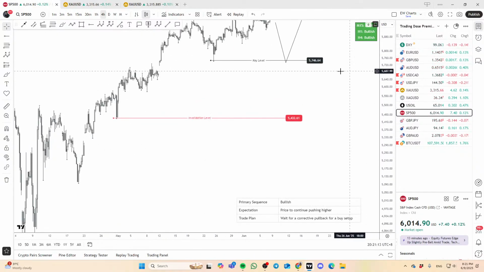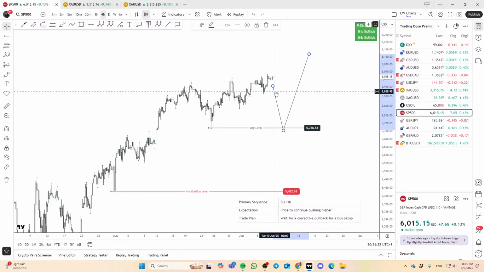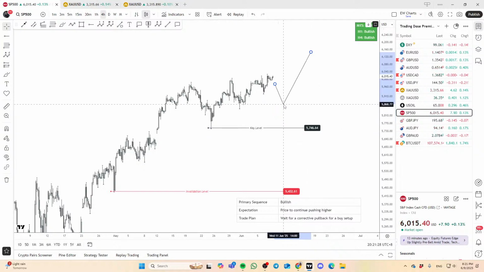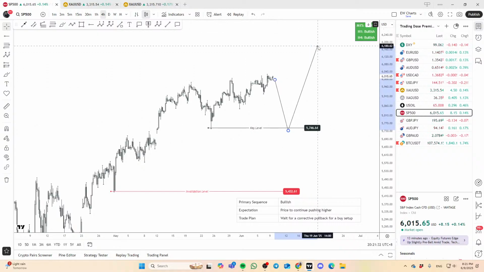S&P bullish as well, but to be honest, again, you don't want to be buying at the top. You want to wait for the pullback. Whether price will pull back towards 5750, or we're just gonna get a shallow pullback here, we'll see. But to be honest, if it does pull back towards like 5740 to 5750, that will be better.